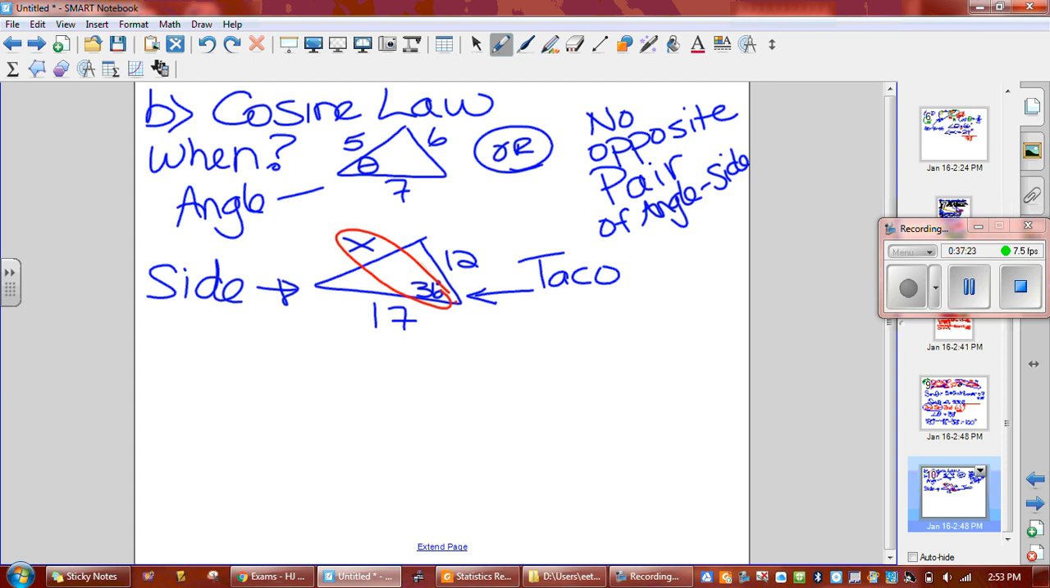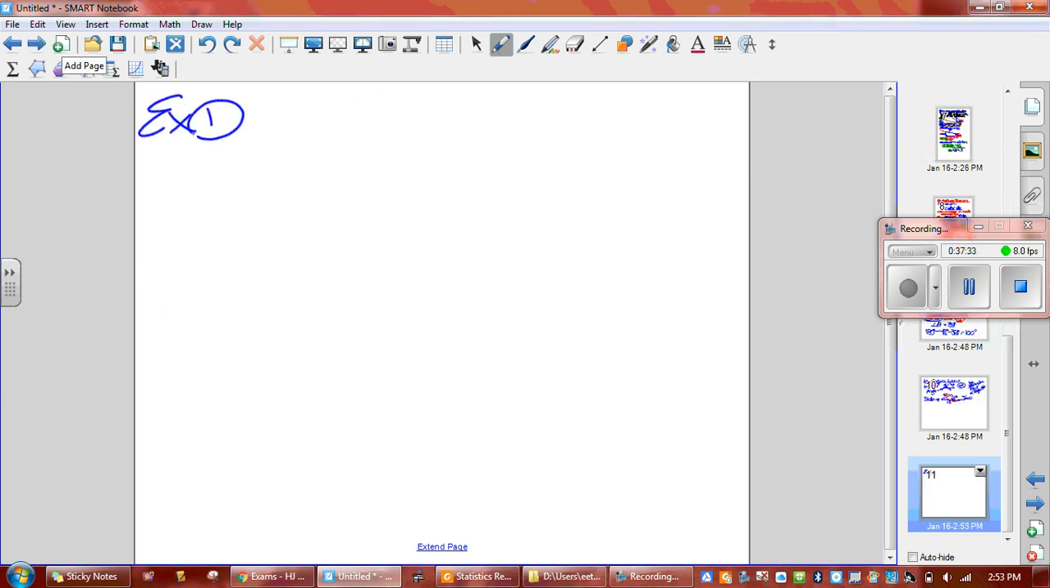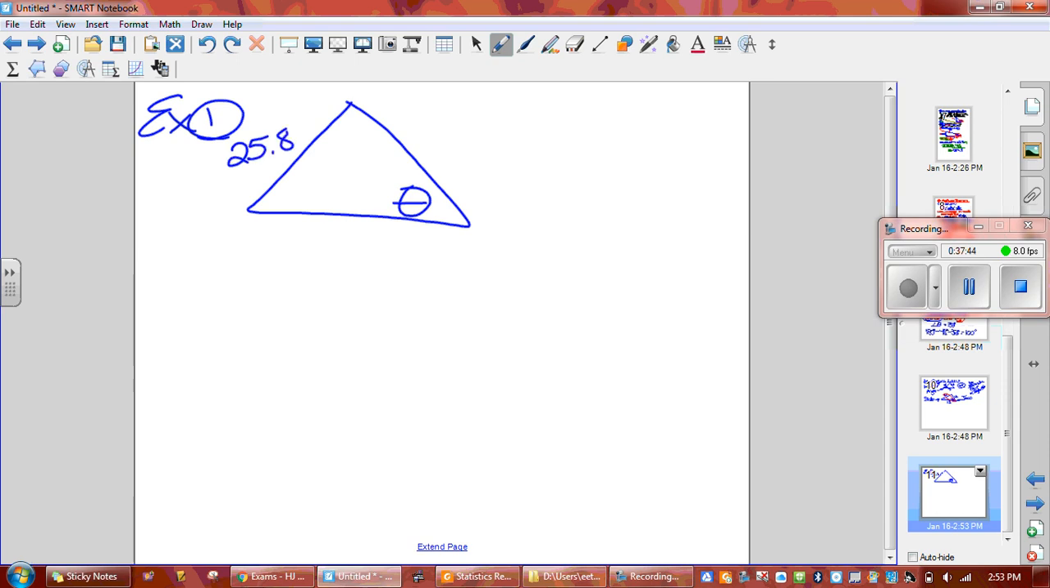So here is my triangle. I'm going to have 25.8 over here, 31 here, and 30 here. And I want to find angle theta. In order to do that, as we know we have no opposite pairs, I'm going to use the cosine law. The cosine law I'm going to use is this one. It says cos of A is equal to B squared plus C squared minus A squared, all divided by 2 times B times C. That's the way it should be.